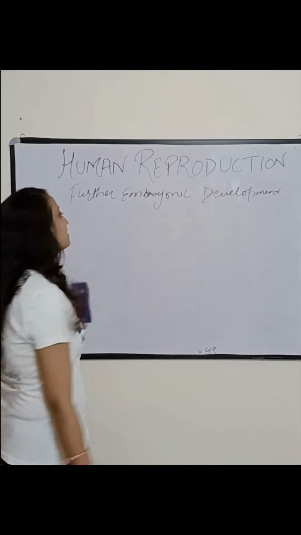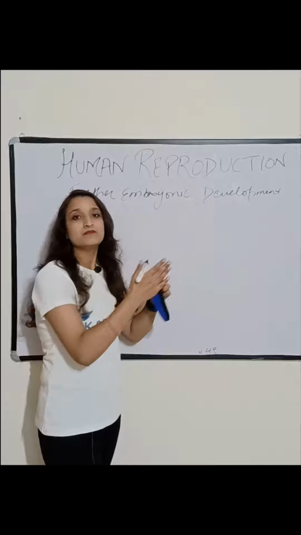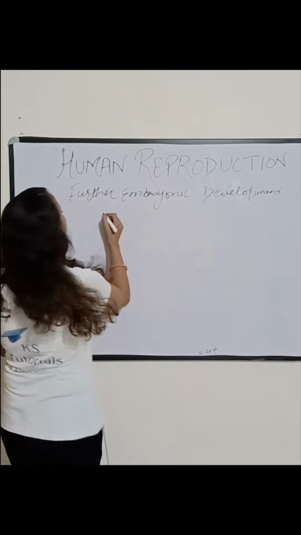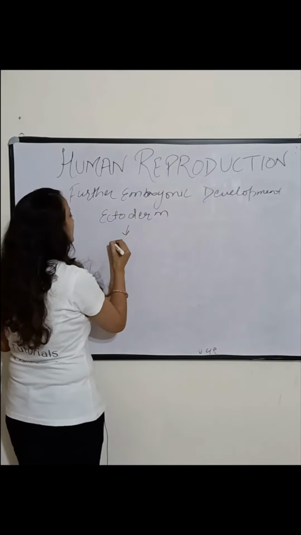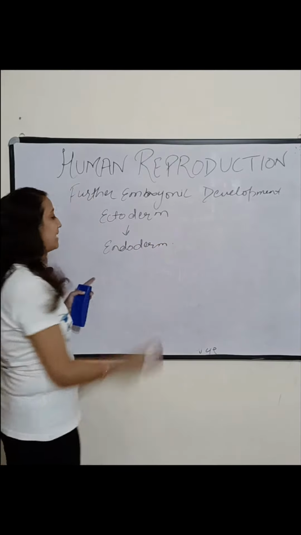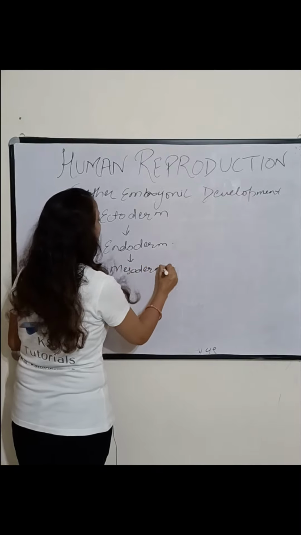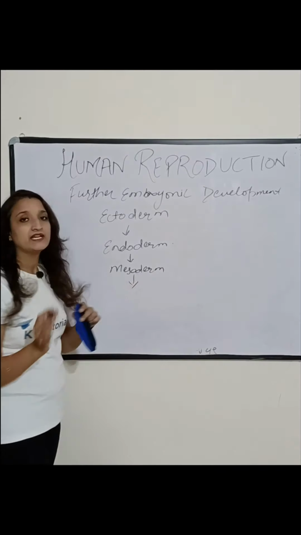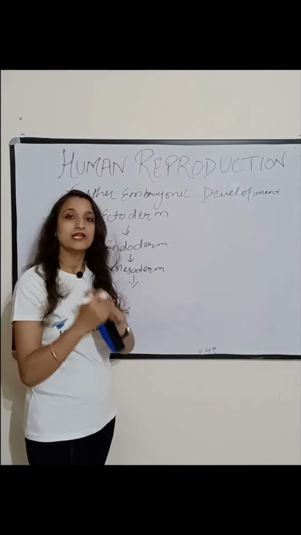Now what happens? After implantation, the inner cell mass differentiates into two layers. The outer layer is known as the ectoderm and the inner layer is known as the endoderm. Now the third layer, the mesoderm, appears in between these two layers. These three layers give rise to all the organs and tissues in the adult.